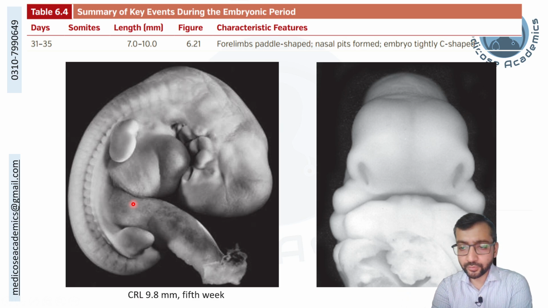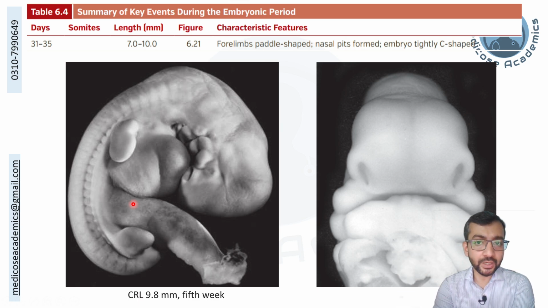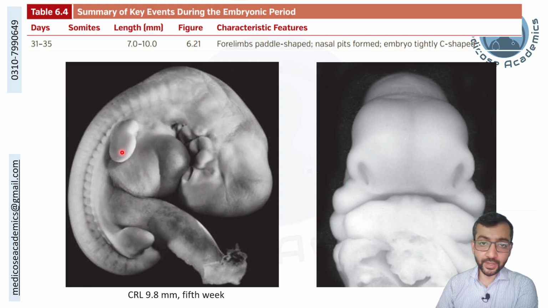Going to the end of week 5, day 31 to 35, forelimbs are very prominently paddle shaped. Forelimb, hind limb, and now the face begins to take shape. This area will become nose, this area will become forehead, this area will become mouth, this will become lower lip, here you will get upper lip. So you get frontonasal prominences, maxillary prominences, mandibular prominences, and this is the area of the neck arches.